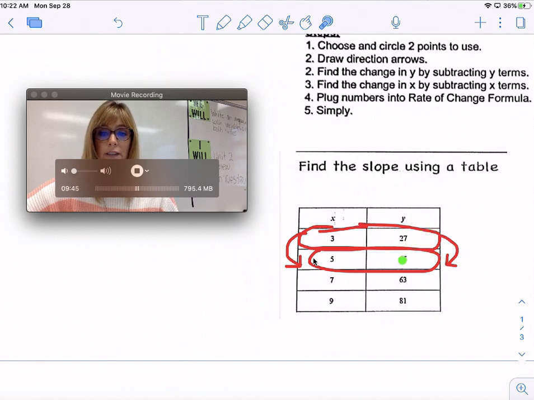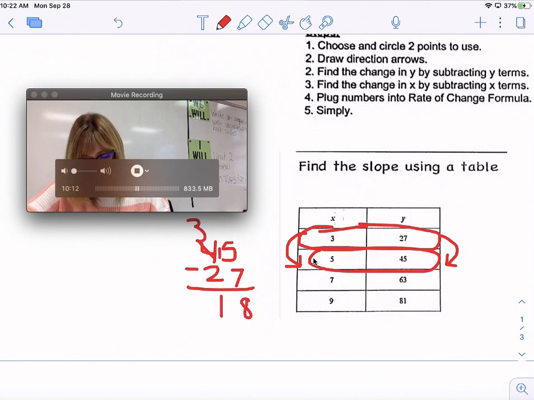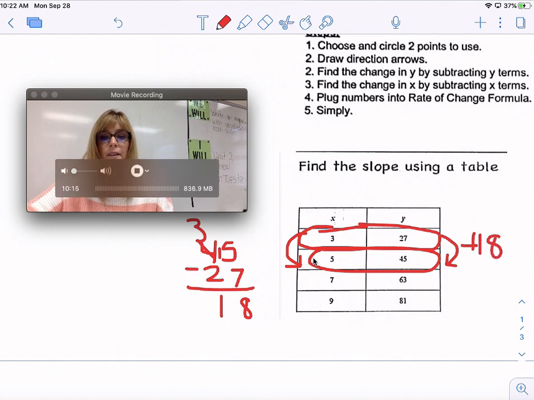If you can't look at these 2 points and tell what the change is, then a shortcut is just subtract the 2 values to find the difference in the y's. So if 27 to 45, I know that's increasing. How much is it increasing? Well, I can just do what is 45 minus 27. I probably should pull up my calculator, but I'm just going to try to do it real quick. So that's increasing 18. 27 plus 18 is 45.